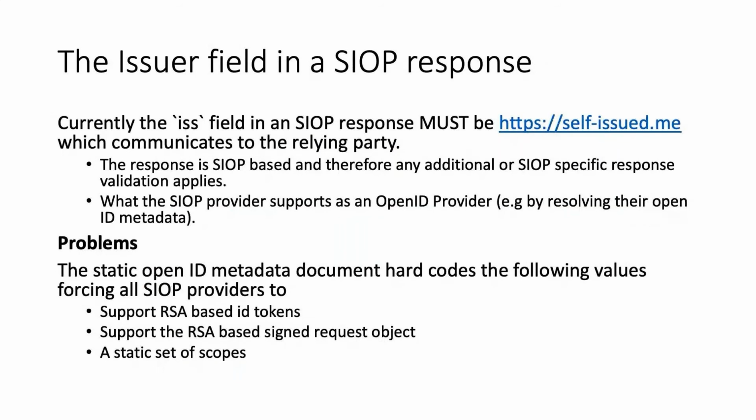Some other questions around the mandated usage of the self-issued.me in the issuer field of the SIOP response. Some thoughts that I have on this is that this is essentially used to inform the relying party that the ID token that a relying party is relying upon is in fact a SIOP response, and hence needs to conduct some additional response validation in order to correctly process it.